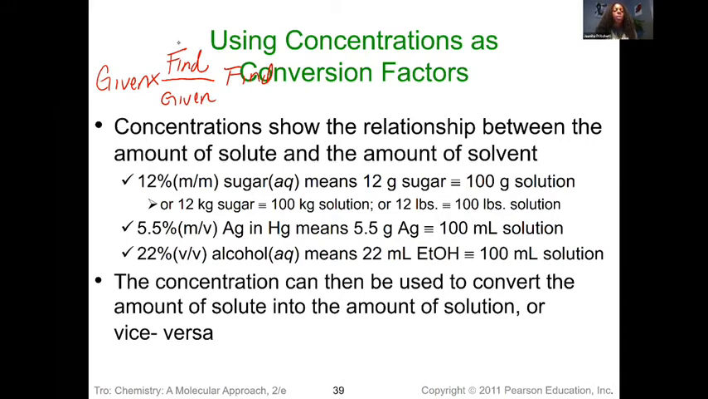But for instance, if we had something that said it's 12% M over M, so that's M over M means mass to mass percent. What that would mean is, well, it says sugar and aqueous. So sugar, we know, will be our solute. Aqueous tells us this is dissolved in water, so that's our solvent. So what 12% M over M means is that I have 12 grams of sugar for every 100 grams of my total solution. If we had mass to volume percents, the ratio would be 5.5 grams to 100 milliliters of solution, and volume to volume. So we can use these concentrations to become conversion factors for us.